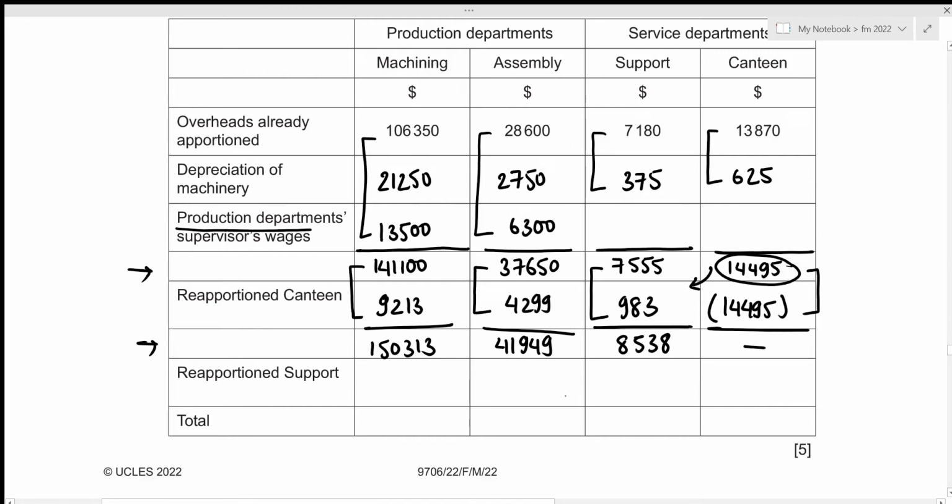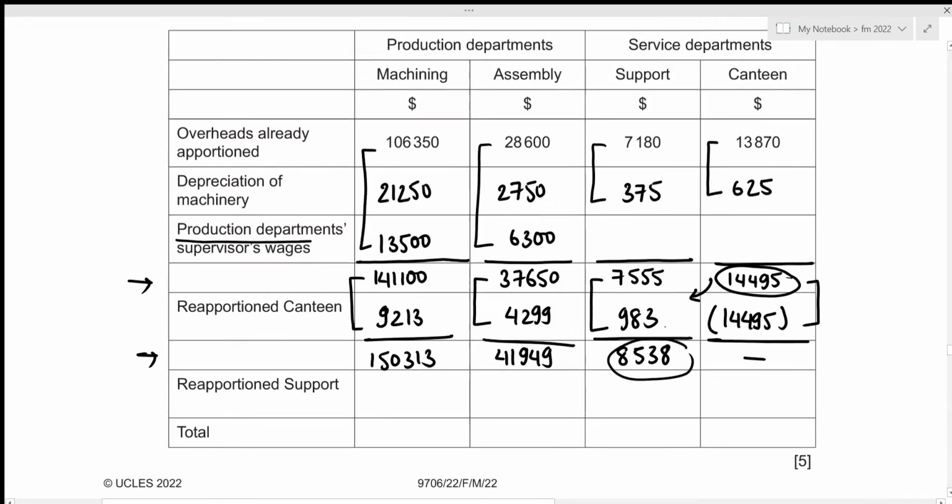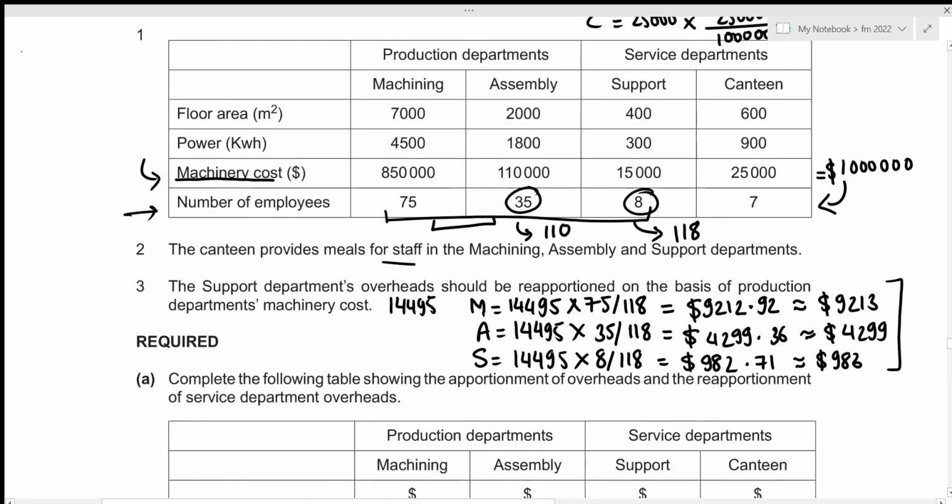Now we need to reapportion the total of the support department, that's 8,538. Okay, so the total was 8,538. And we are given the information that the support department's overhead should be reapportioned on the basis of production department's machinery cost. And the production department's machinery cost is right here, 850,000 and 110,000, which gives the total to be 960,000.